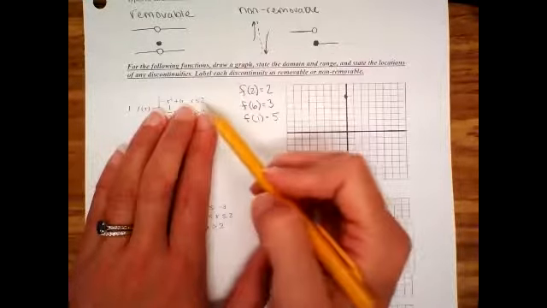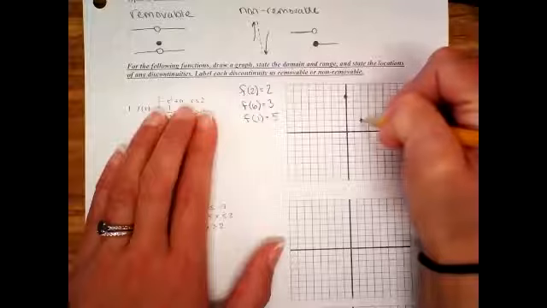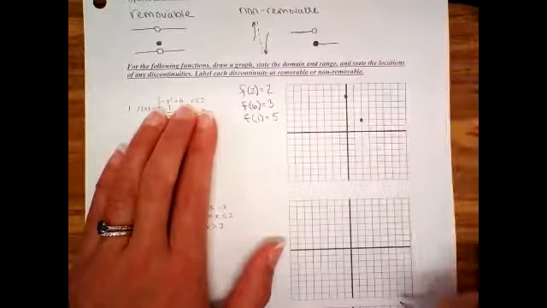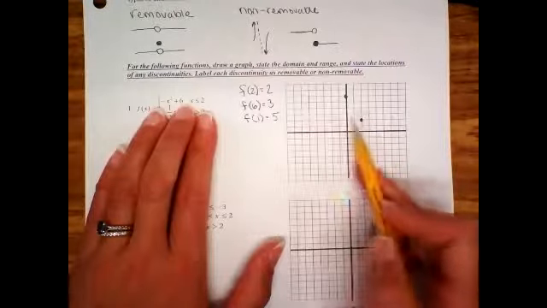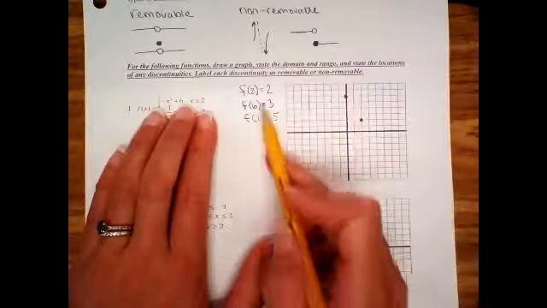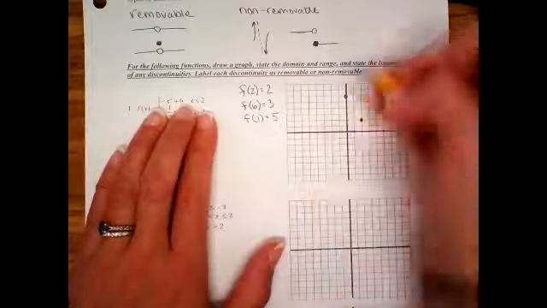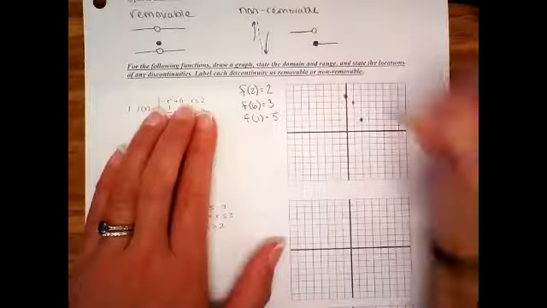It's going to be closed because of the equal to. Good. So 2, 2 will be a closed circle. And then you'd want to plug in some numbers smaller than 2. We already plugged in 1. I had you practice a few of these. We plugged in 1, we got 5. So you can plot 1, 5.